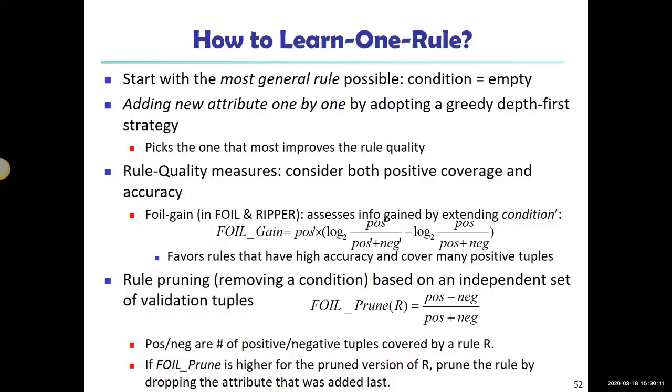And now we talk about the rule quality. What's the rule quality? Well, there are many quality measures, most of them based on coverage and accuracy. One specific one used in the FOIL algorithm is called FOIL gain. The formula looks like this.